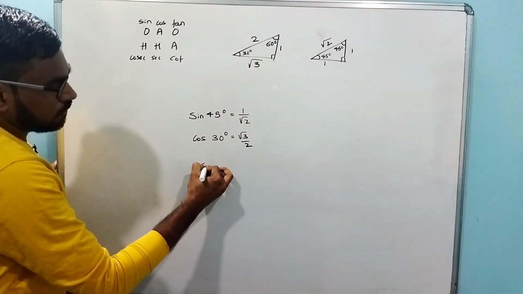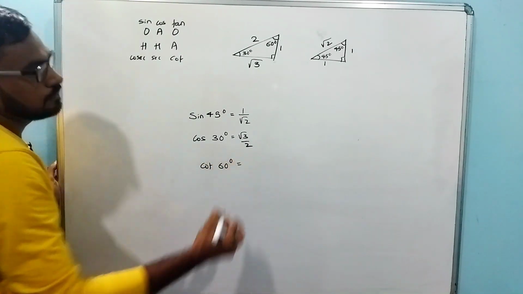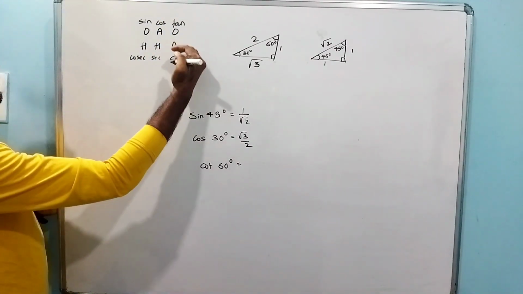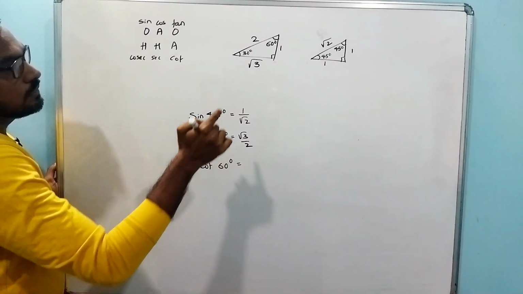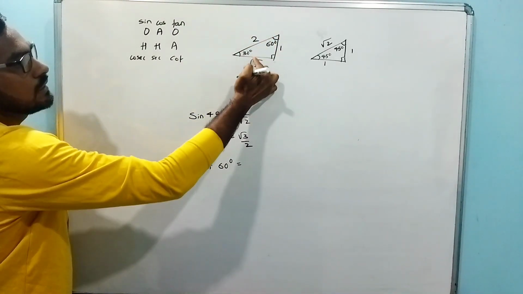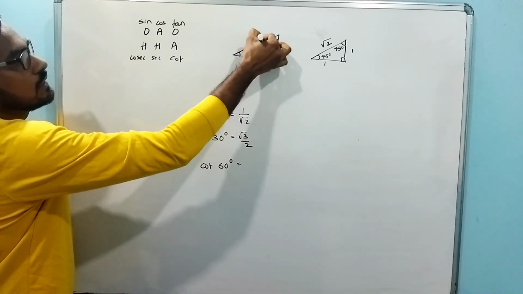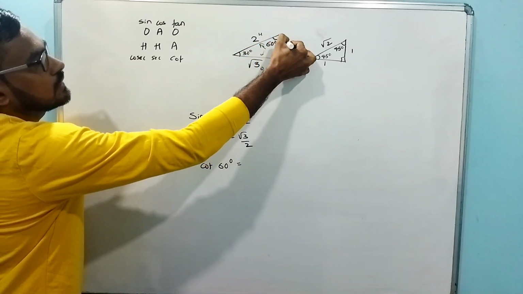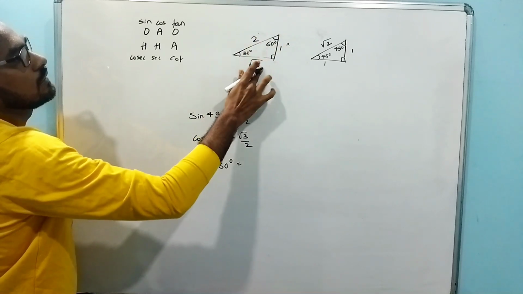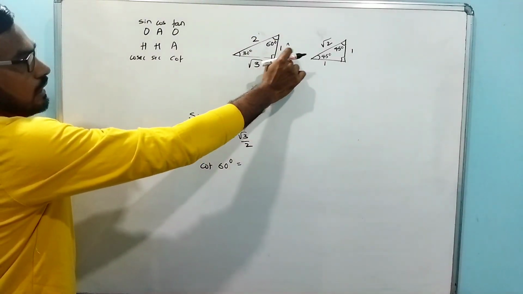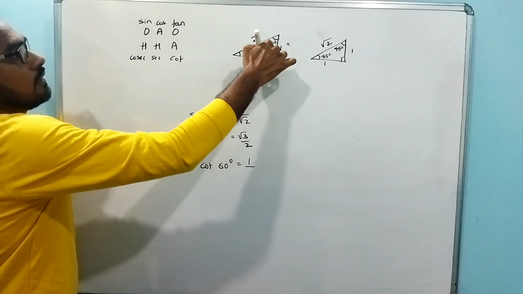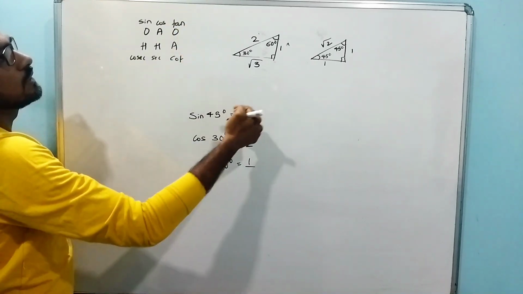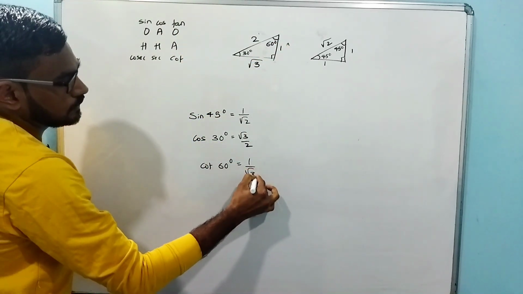Similarly, cot of 60 degree. Cot is adjacent upon opposite. See, if tan is opposite upon adjacent, cot is adjacent upon opposite. So for this 60 degree, this is opposite, and this is hypotenuse obviously because it is opposite to 90 degree. So obviously this is adjacent. So adjacent is this, adjacent upon opposite, for cot, adjacent upon opposite, so 1 upon root 3, this is cot.